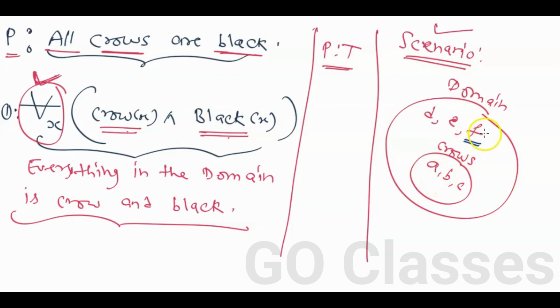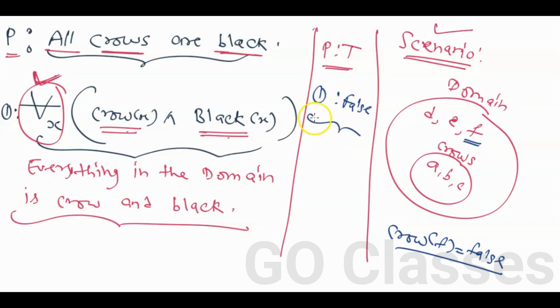So because F is not a crow, crow of F will become false. So for this element F, or for this element E, or for this element D, you can notice that this expression 1 will become false. So in this scenario our English statement is true, but our expression 1 is false. What it means? It means that this expression 1 is not a correct expression for this English statement. So this is the conclusion.